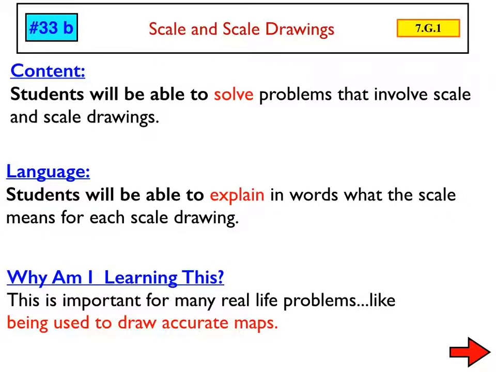Today, lesson 33B, scale and scale drawings. We continue with dealing with problems that have proportional relationships. Yesterday, we learned how to find a missing side of a similar figure to create a proportional relationship. Well, today, very similar to this, except we're going to talk about scale and scale drawings. But once again, the idea is to try and find a missing value to create a proportional relationship.